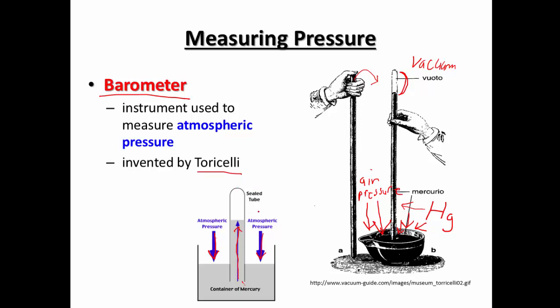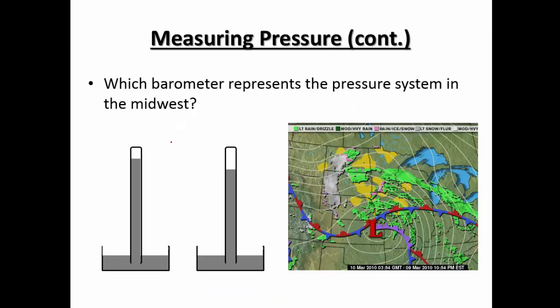With the sealed tube up top, this amount of mercury can change. It can either go up or down depending on the pressure being placed upon it. So it measures the atmospheric pressure. We hear about things like high pressure and low pressure. This is key with weather.